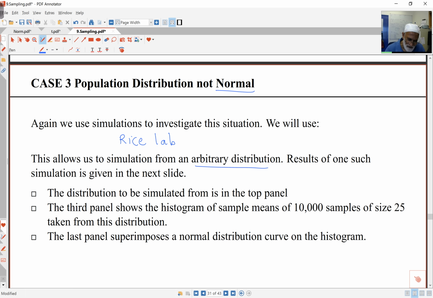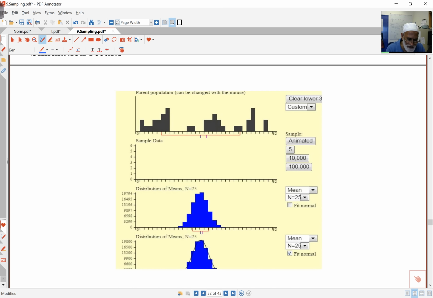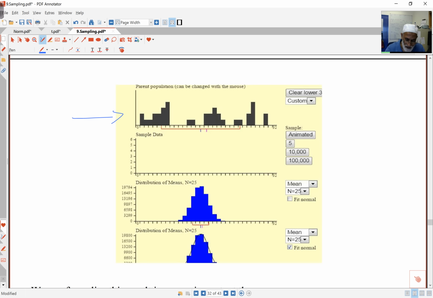In the top panel I've got the distribution I'm going to simulate from, and then the third panel shows the sample means of 1,000 samples of size 25, and the last one is the same but with a normal curve on top. So here are the results. This distribution I was simulating from looks nothing like normal. But the 1,000 sample means of size 25 are very much closer to normal. In fact, the normal curve on top looks almost like it fits. So that's the basic idea of how this works.